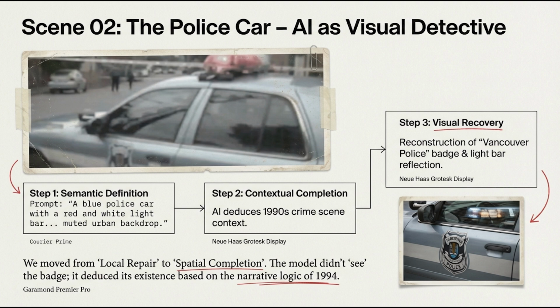The second scene is a police car. This demonstrates AI's incredible power in semantic context completion. Facing a blurry mess of pixels, the AI acts as a visual expert based on the 1994 context. It inferred the correct Vancouver Police Department logo style and the specific way vintage car paint reflects light. This shift from restoration to design allowed discarded footage to regain its narrative power.